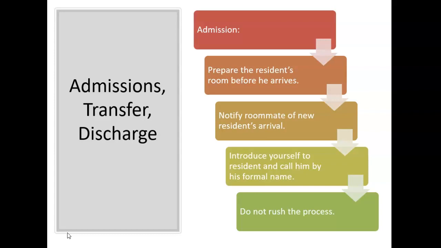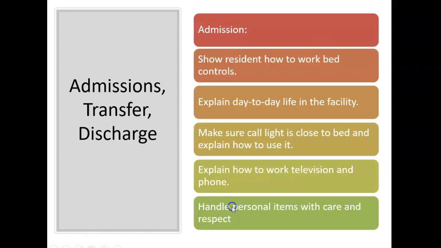You will go in and prepare the resident's room. Like I said, you're going to make an open bed. You're going to bring them a bath basin, water pitcher, all that, so it looks like you're expecting them. You're also going to let their roommate know before they get there that they're going to have a roommate. Introduce yourself to the resident and call him by his formal name, and you need to not rush the process.